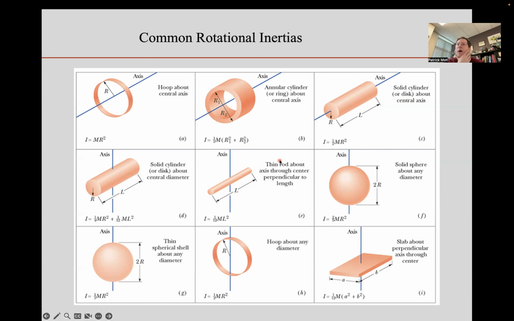And these are all for uniform density objects. If the density is a function of position, then you're going to have to go back and actually do the integration. Those aren't common enough to be tabulated normally, unless you have a pretty exotic physics handbook at your disposal. So, common rotational inertias, this will be a useful table for you to go back and refer to.